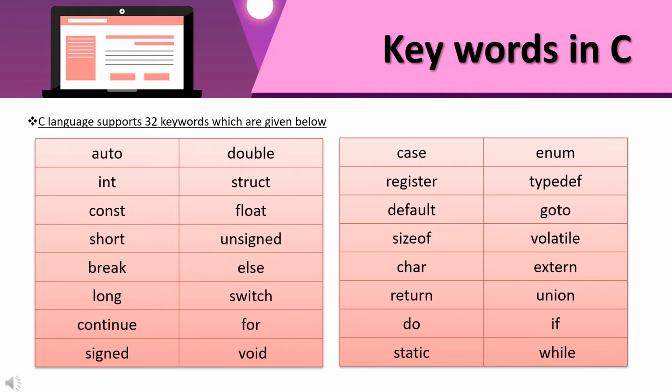Keywords in C can be defined as predefined or reserved words having their own importance, and each keyword has its own functionality. The 32 keywords used in the C language are auto, int, const, short, break, long, continue, signed, double, struct, float, unsigned, else, switch, for, void, case, register, default, sizeof, char, return, do, static, enum, typedef, goto, volatile, extern, union, if, and while.